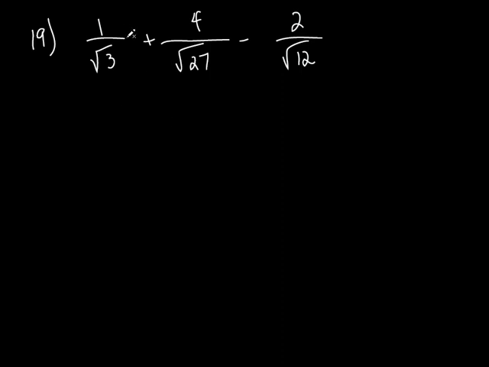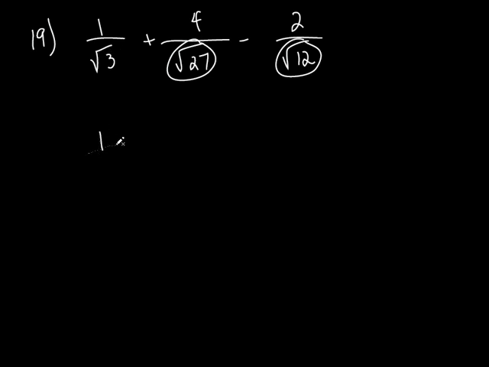Number 19. Okay, here we go. It says to simplify, but basically we're adding up these fractions. We've got to find a common denominator, right? Well, look, the denominators don't even look close to being common right now, so what are we going to do? We're going to simplify these things. So let's simplify this, and let's simplify this.